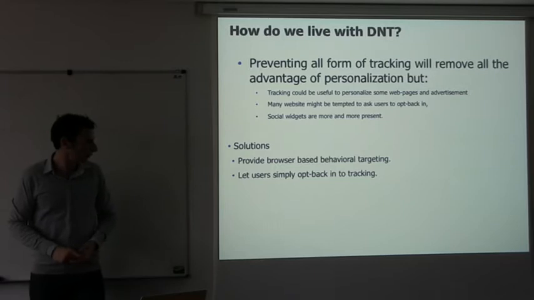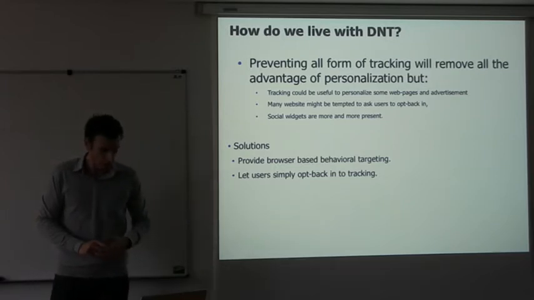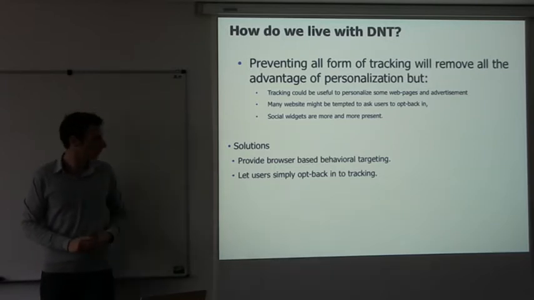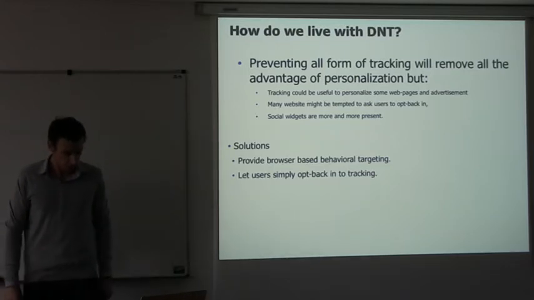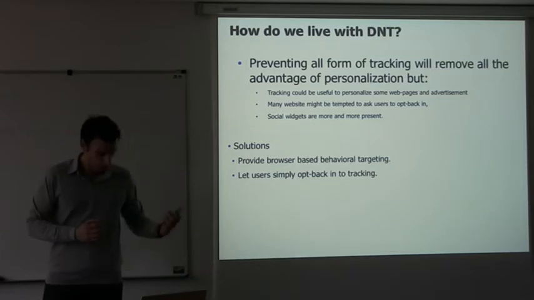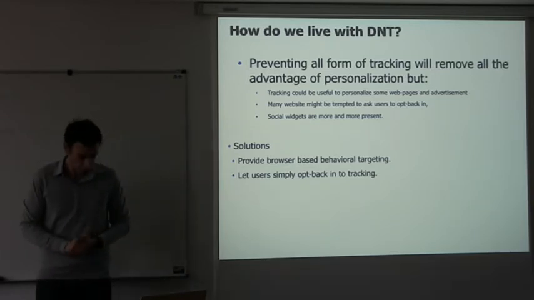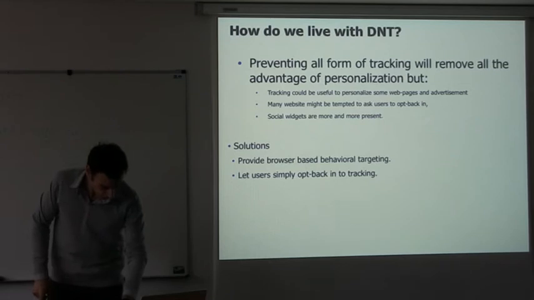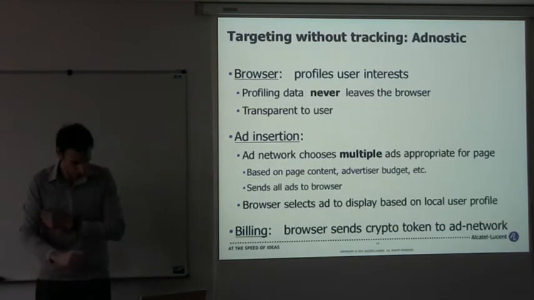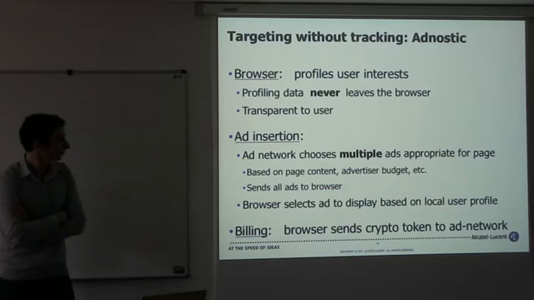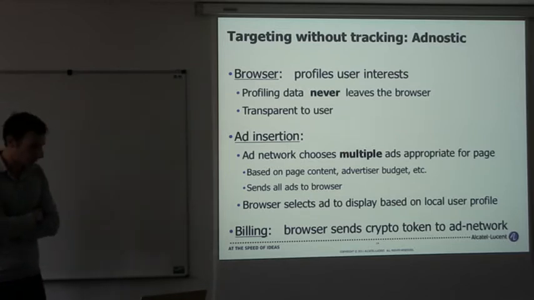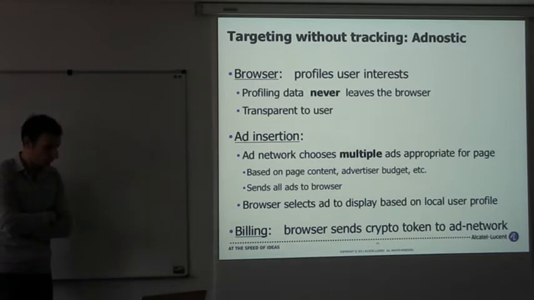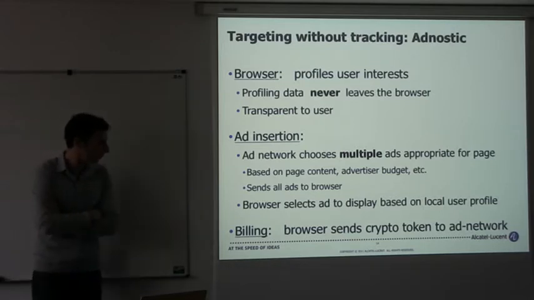So there are two solutions. One of them would be to have some browser-based behavioral targeting, being able to target ads without tracking users. And the other one is to let users simply opt back in to tracking, providing some easy solution to allow tracking. So how can we do targeting without tracking?